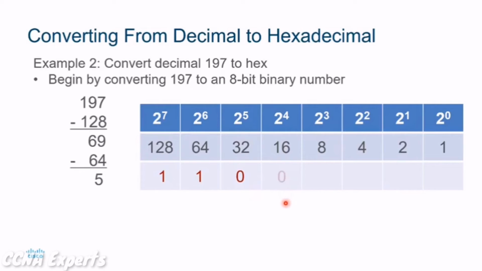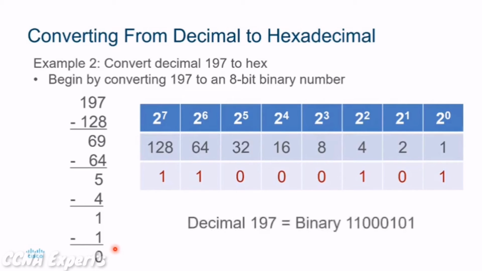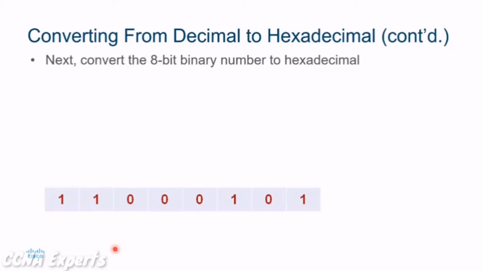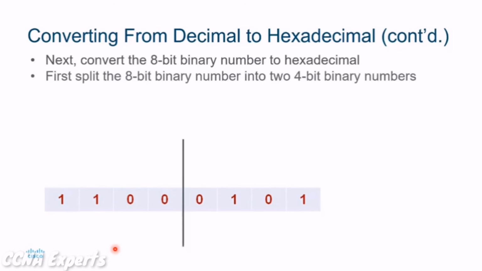16 is also too big, so that gets a 0. 8 is also too big. But when I get to 4, I can subtract that, so I put a 1 there and I subtract it here. 2 is too much, so a 0 goes there, and 1 is just right, so I subtract it, and it results in a 0. Therefore, decimal 197 equals binary 11000101.